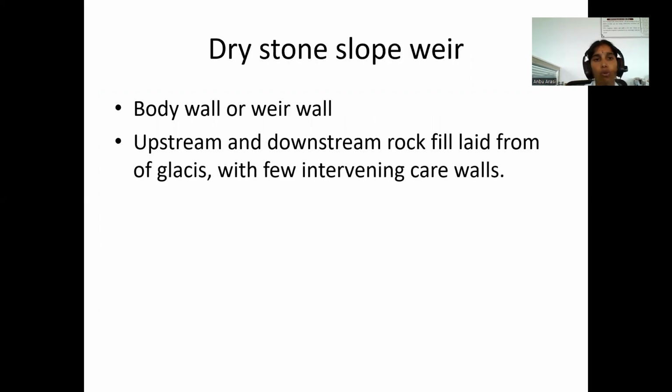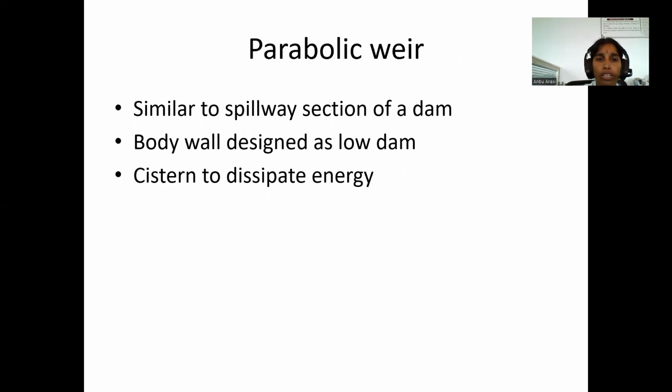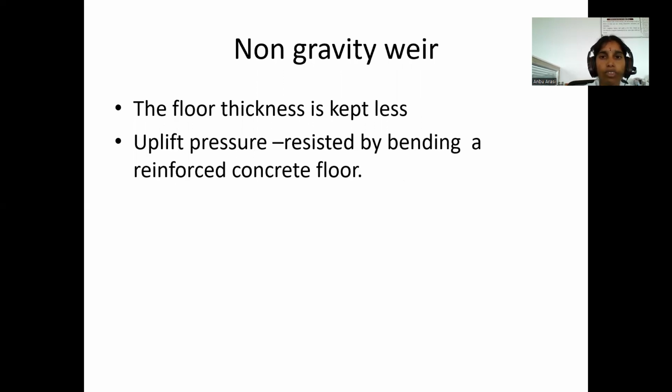Next, dry stone sloping weir, body wall or weir wall. Upstream and downstream rockfill laid in glacis with a few intervening toe walls. Parabolic weir is similar to the spillway section of a dam. Body wall is designed as a low dam system to dissipate energy.